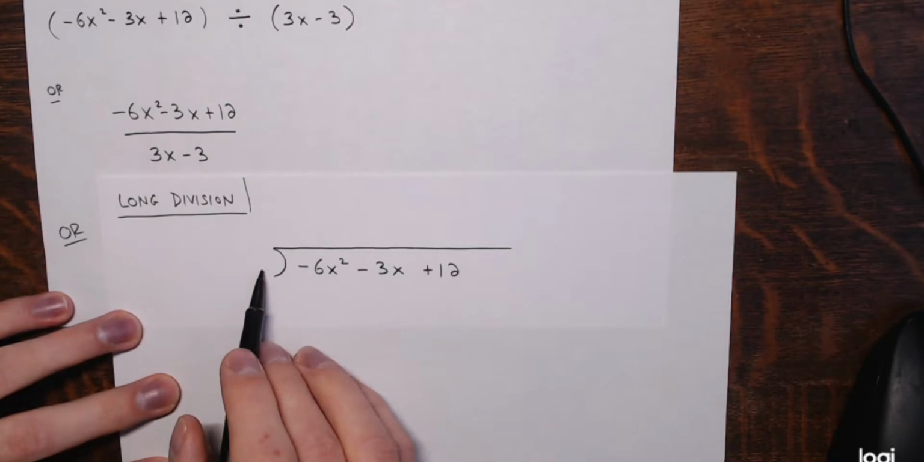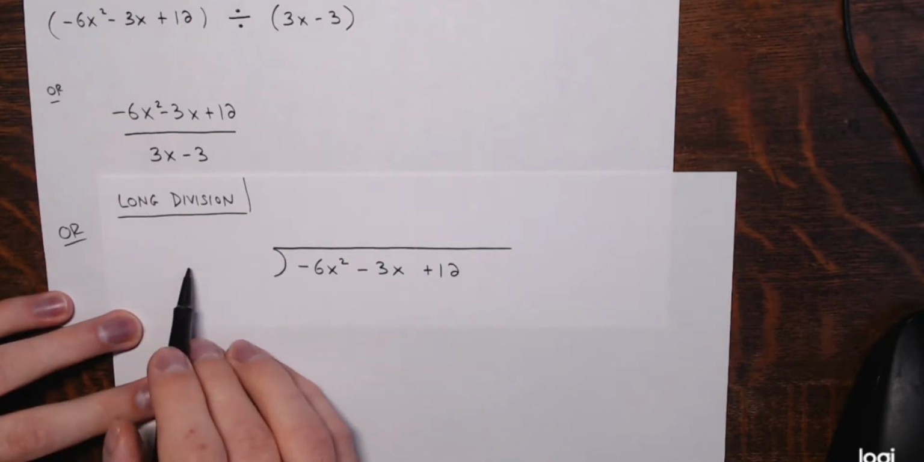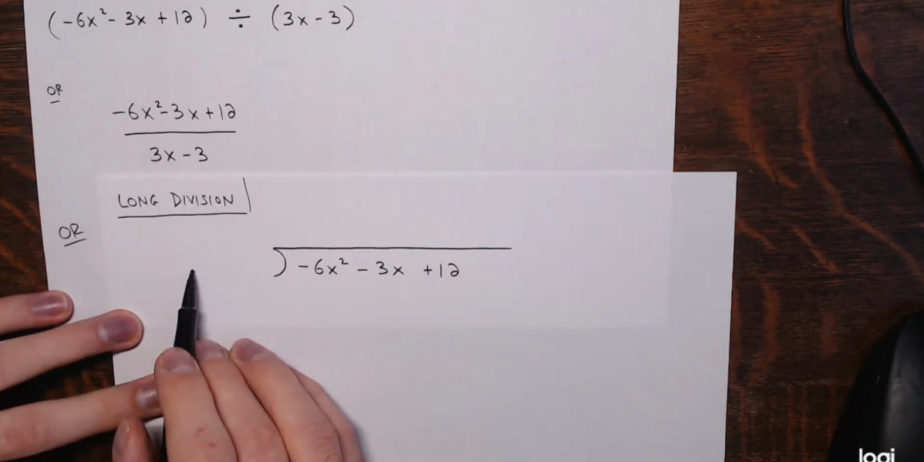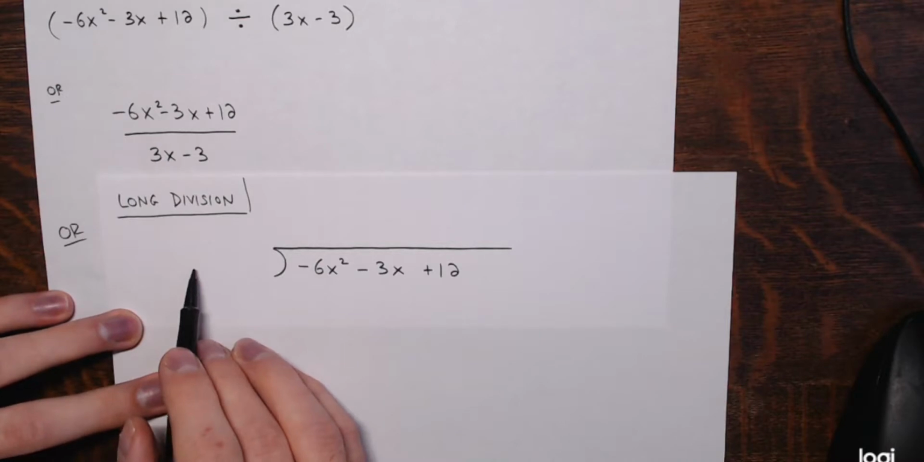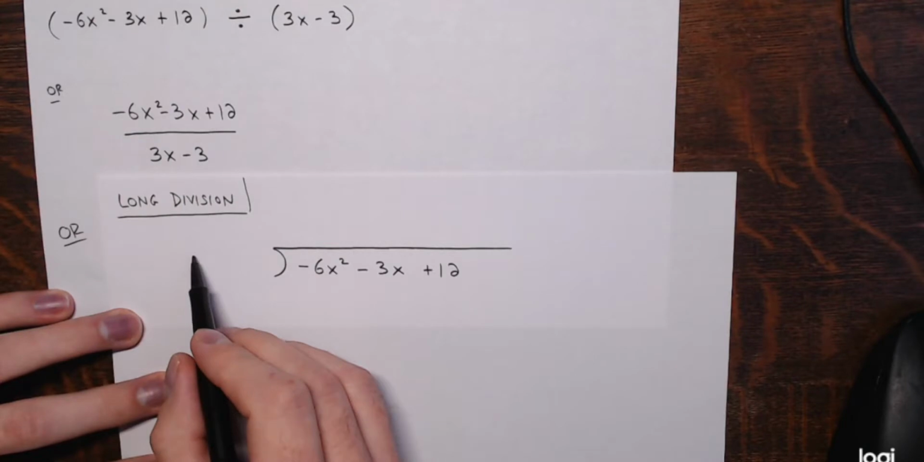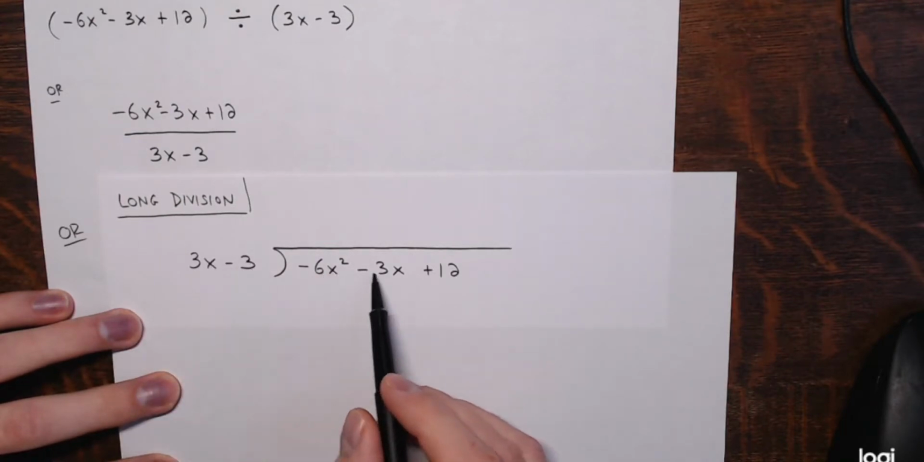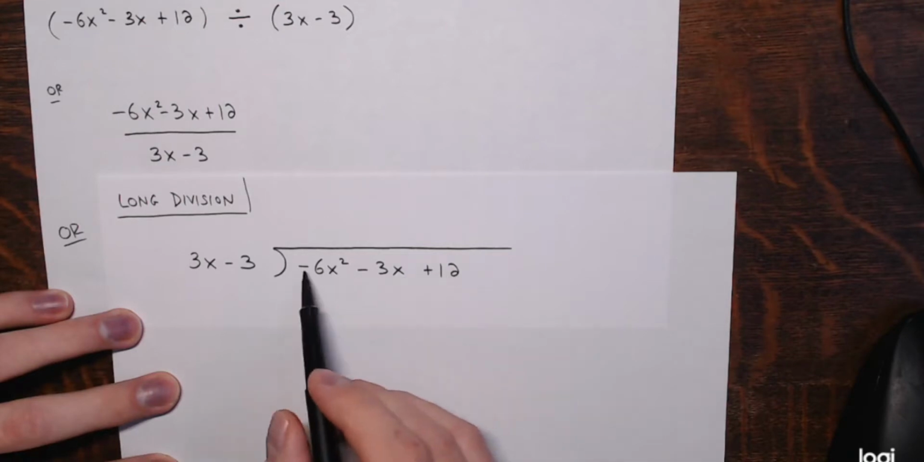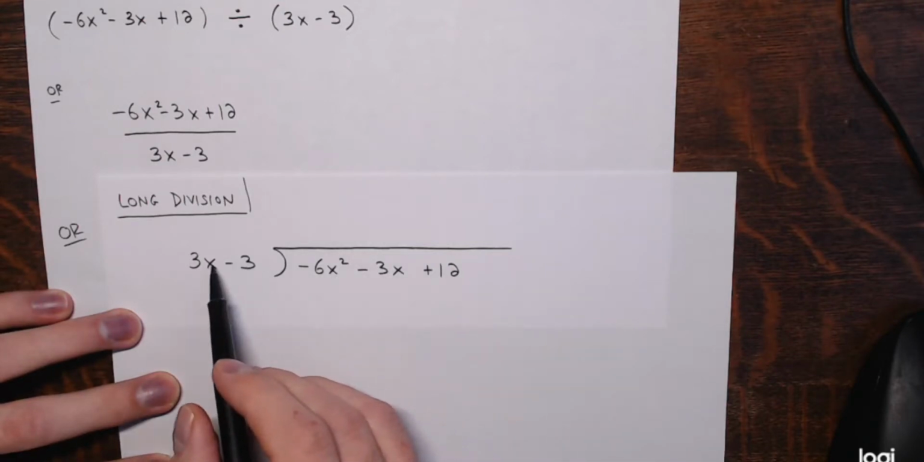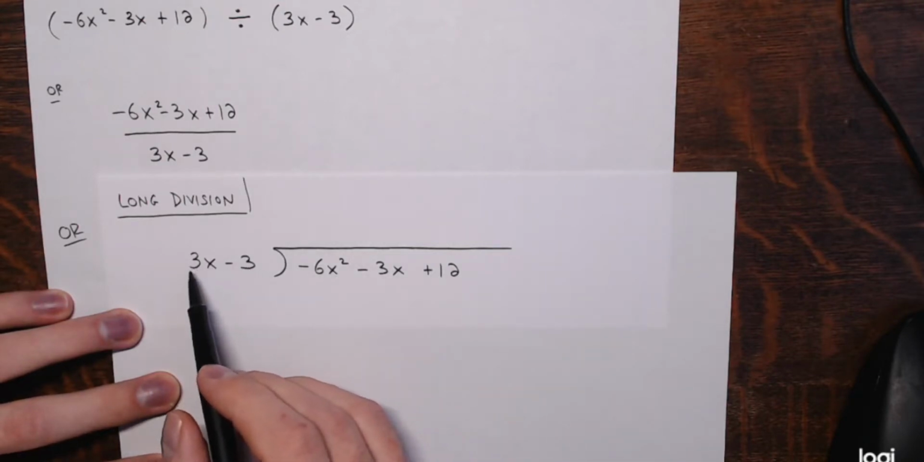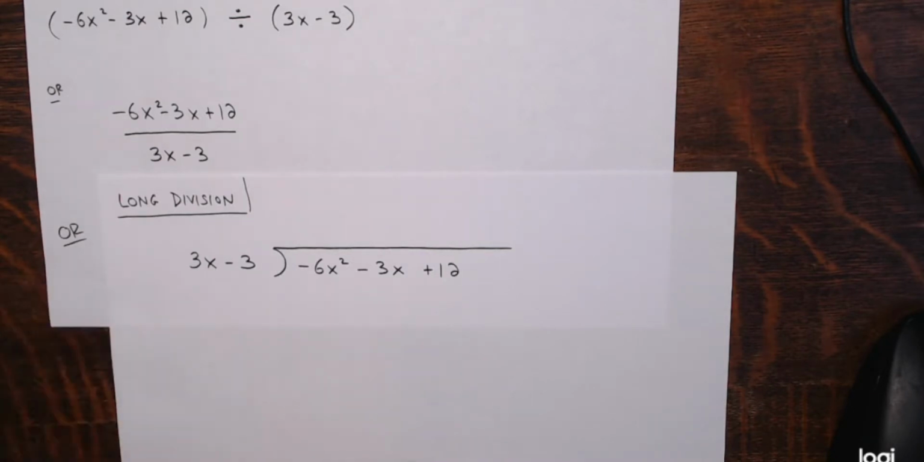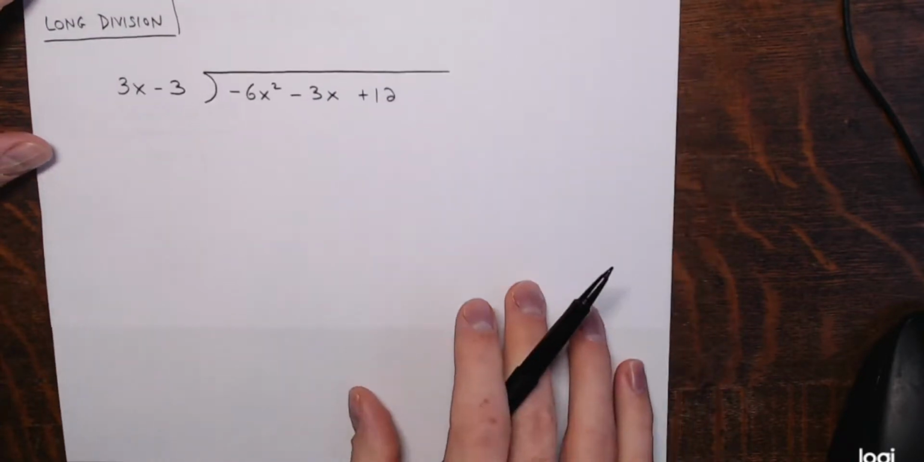Then outside here, to the left of the parenthesis, to the left of the symbol, you put the divisor, also in descending order, highest power to lowest power, which is just 3x minus 3. You put the divisor out here. So dividend to the right of the symbol, inside the symbol, and the divisor to the left or outside the symbol. Right? Again, both in descending order. All right, so now the steps of long division.